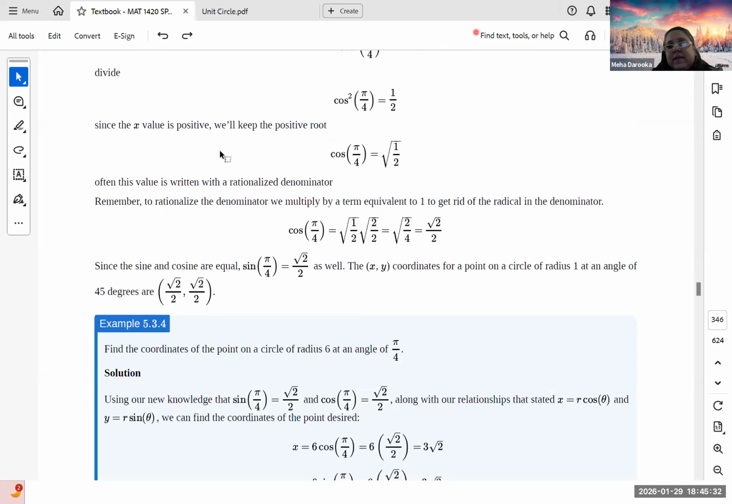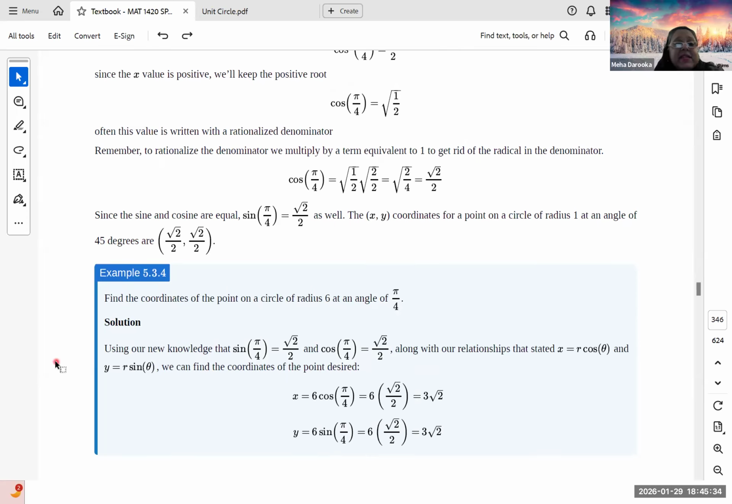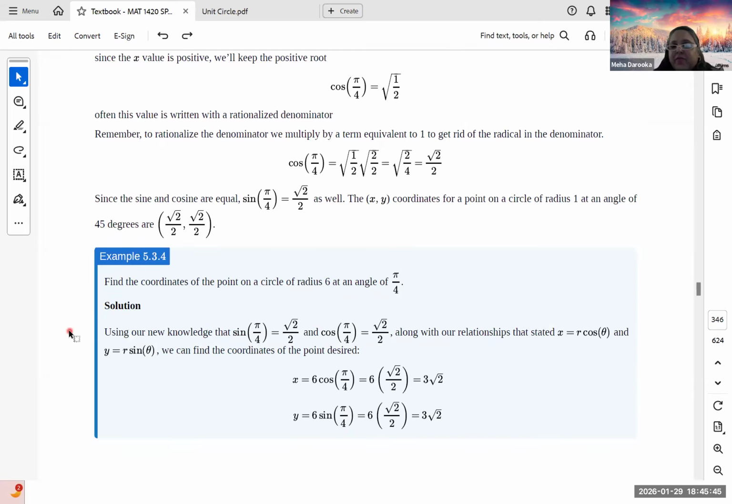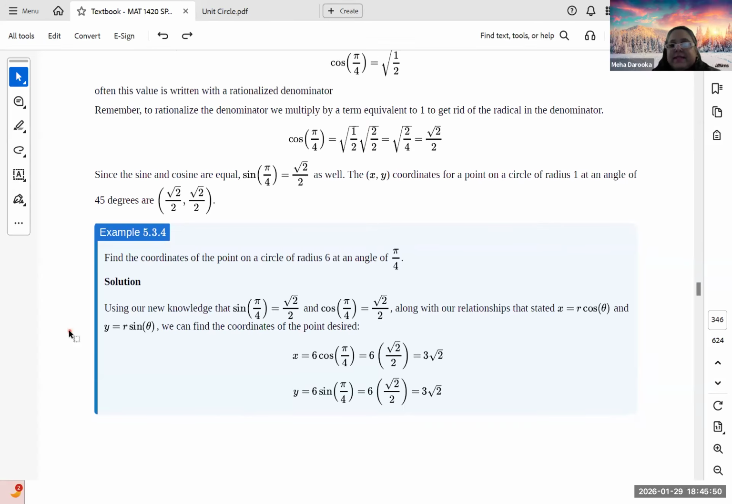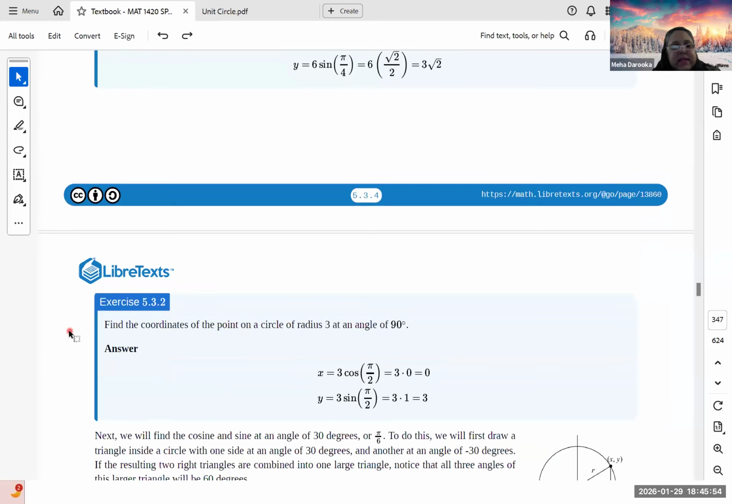Right? Okay. They are saying find the coordinates of a point on a circle which will have a radius of 6 at an angle of pi over 4. Now, we know with pi over 4, you should be at square root of 2 over 2, but then how does the radius 6 come into play, right? So let's take a look at that.